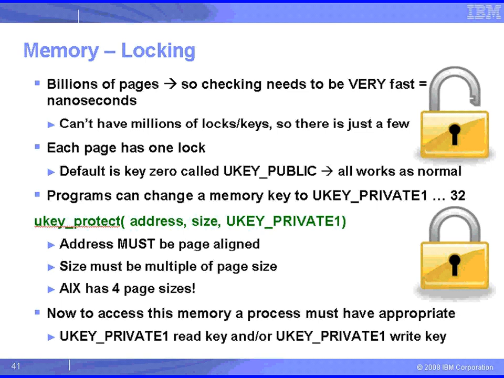To do this, they use the ukey_protect system call. You give it the address, and that must be page aligned, then the size, and it must be a multiple of the page size, and of course AIX now has 4 different page sizes, so we have to be aware of that.